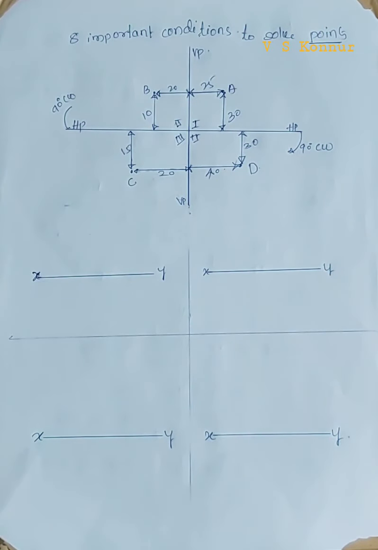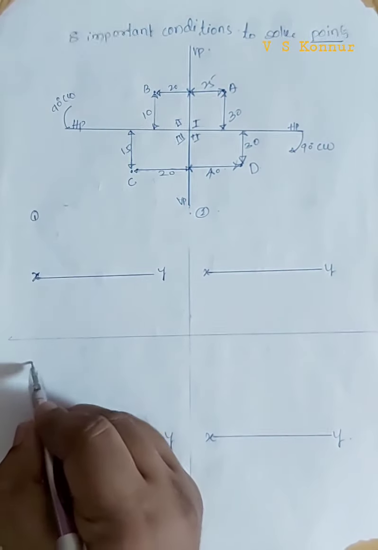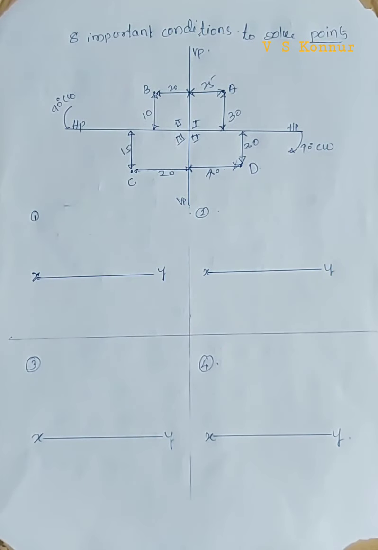Now there are 8 important conditions that will be used to solve the projection of points. In that, we'll study 4 conditions today. So this is the first condition, second condition, third condition, fourth condition. So 4 conditions we will study here.